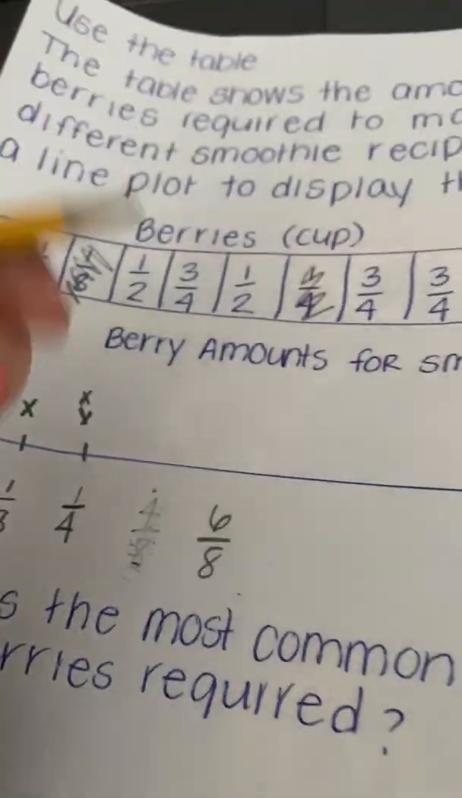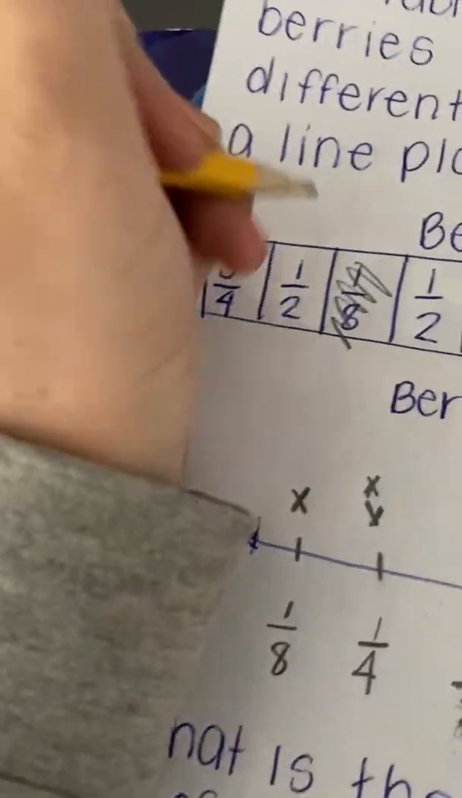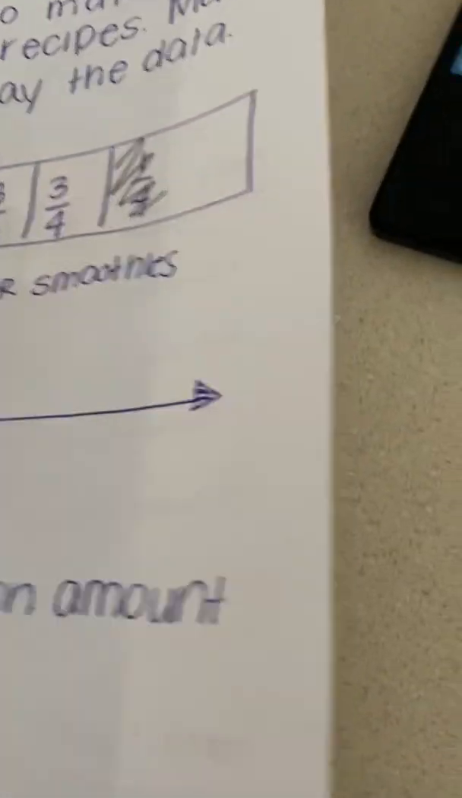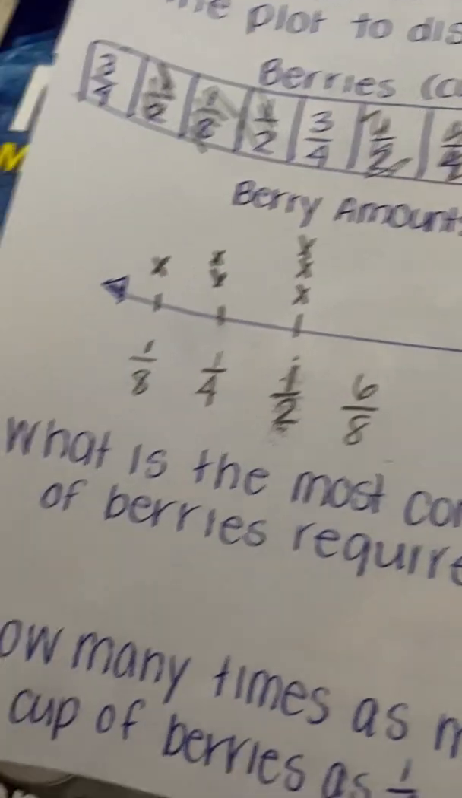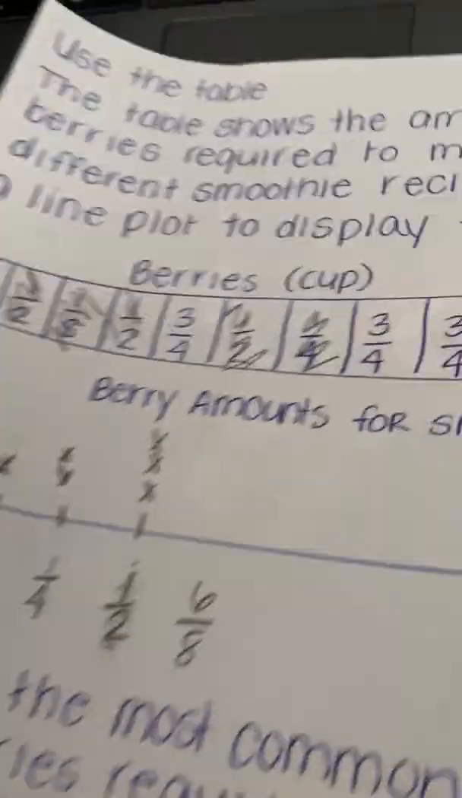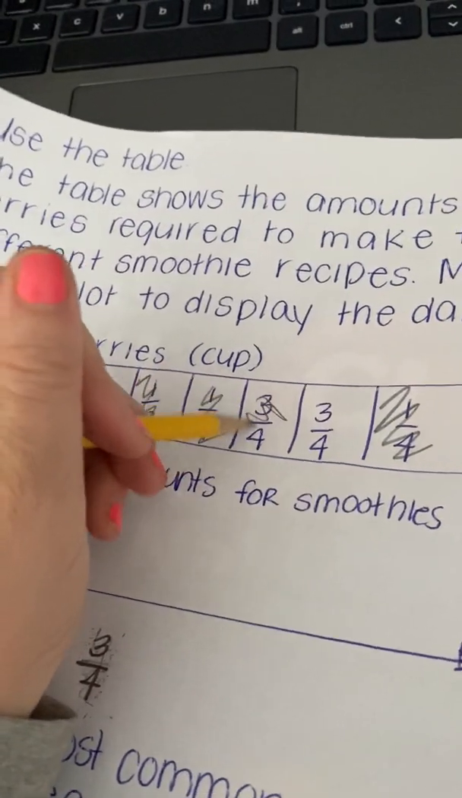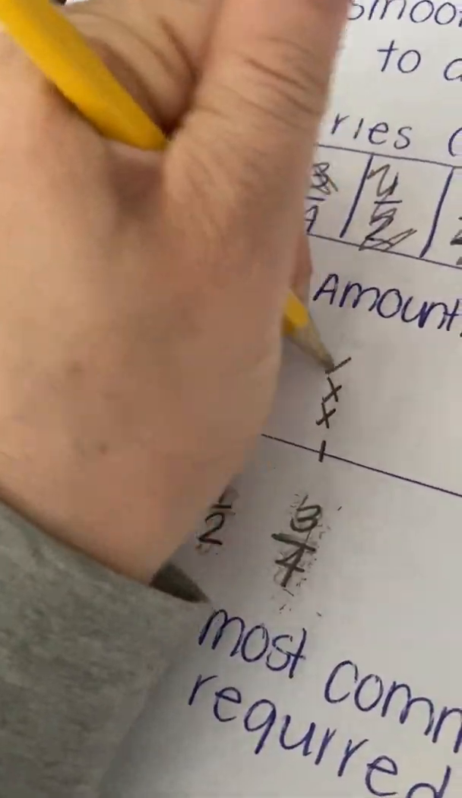Actually, let me just make that 1/2. Same thing, but I want to use the same number. So 1/2, I have 1, 2, 3. So for 1/2, I'm going to write 3 X's. And then for 6/8, let me make that into 3/4. I have 1, 2, 3, 4. I always check off that I use them so I don't accidentally use something twice.